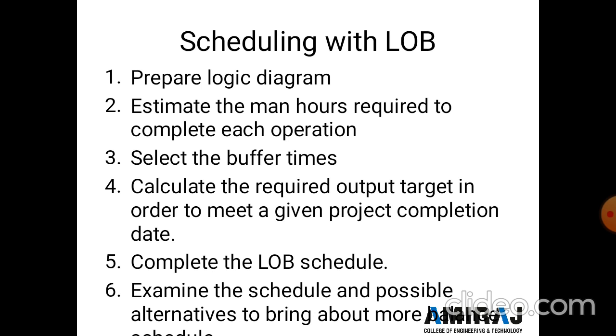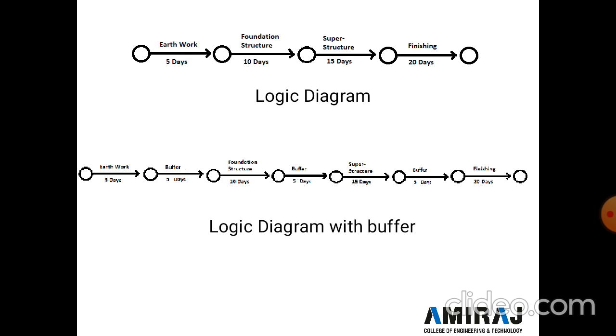Here one example is given. In this example, a logic diagram is drawn for the construction of a single building, showing the various activities after balancing the gangs in such a way that continuity of work is provided for all the gangs in the figure. Here the logic diagram is drawn first: earthwork 5 days, then foundation structure 10 days, superstructure 15 days, and finishing work 20 days.